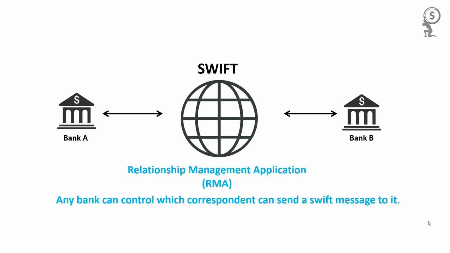So when bank A opens an account at bank B and they are correspondent, and then bank A opens an account in bank C, they become also correspondents, and D and E and F and tons of banks. Bank A will face a lot of problems related to how to manage these relationships with tons of banks. So here comes the RMA. The RMA, or the Relationship Management Application, allows any bank to control which correspondent can send a SWIFT message to it.